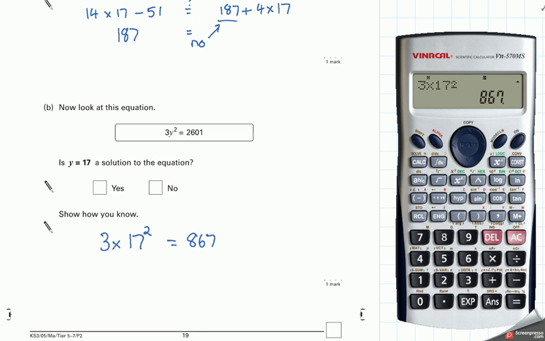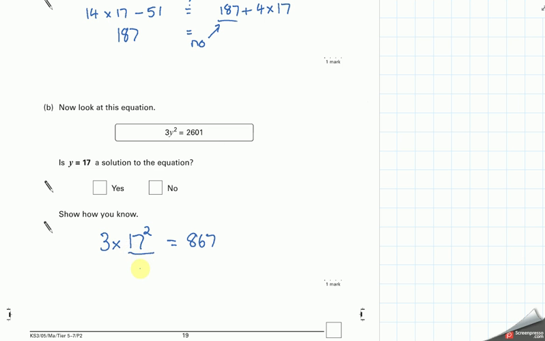They may be trying to test to see whether or not you put the bracket. So if you do 3 times 17 first and square that, now we get 2601. So they're testing to see, did you put an unnecessary bracket. Remember BIDMAS, the index happens before a multiply. So the power must be done first. We do 17 squared times 3, which the calculator did for us, and gave us 867. So the answer is no to that one as well.